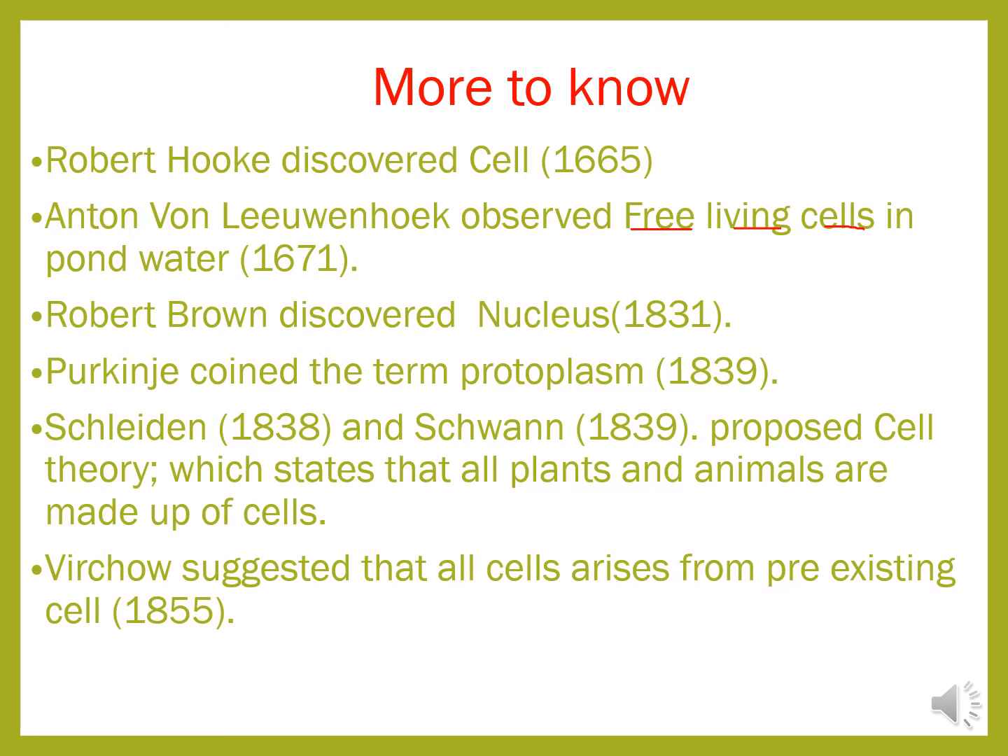Purkinje coined the term protoplasm in 1839. Schleiden and Schwann proposed cell theory. It stated that all plants and animals are made up of cells. Virchow further suggested that all cells arise from pre-existing cells. So if a cell has to be formed, it has to be formed from a pre-existing cell.